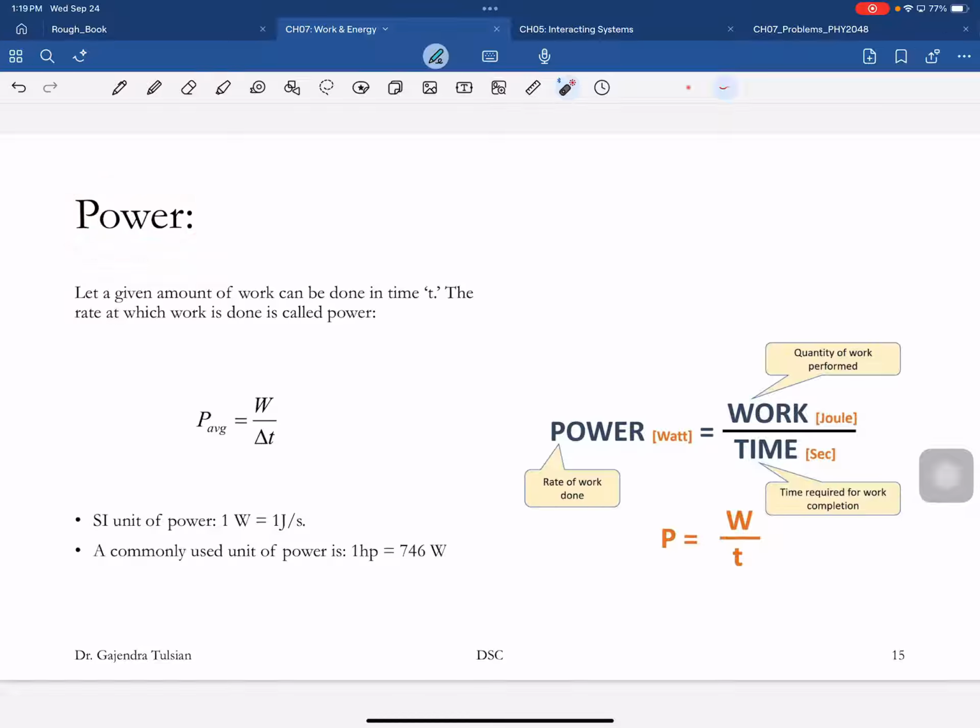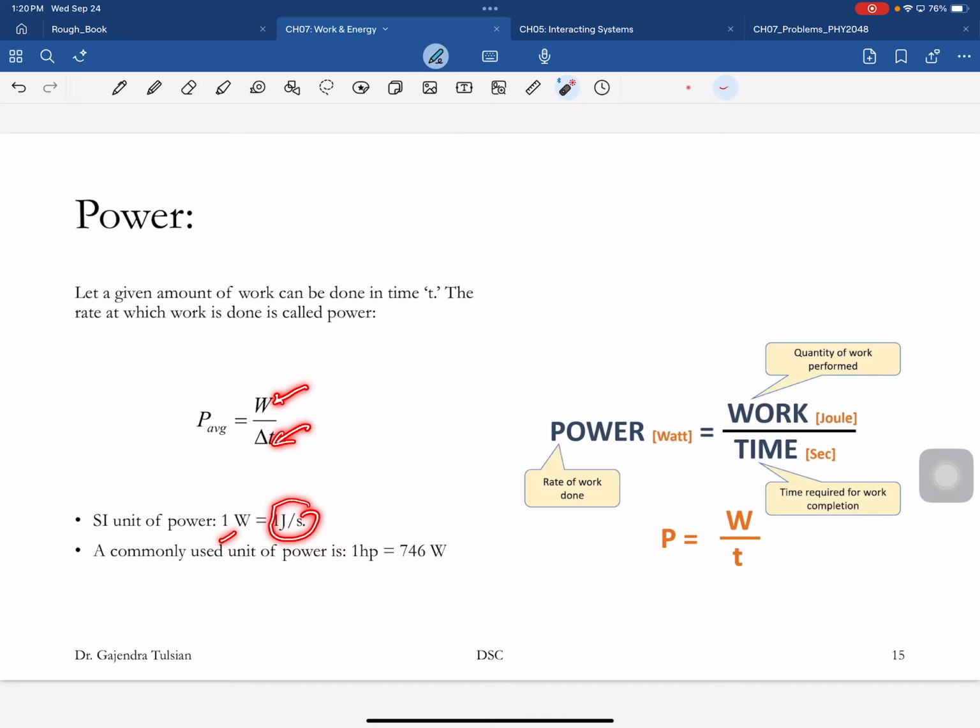Power is the rate at which you're doing work. So this is how much work you've done, and that's the amount of time you took to do that work. So if you do the work faster, your power is greater. Okay? So power is the rate at which work is done. Units are joules over seconds.